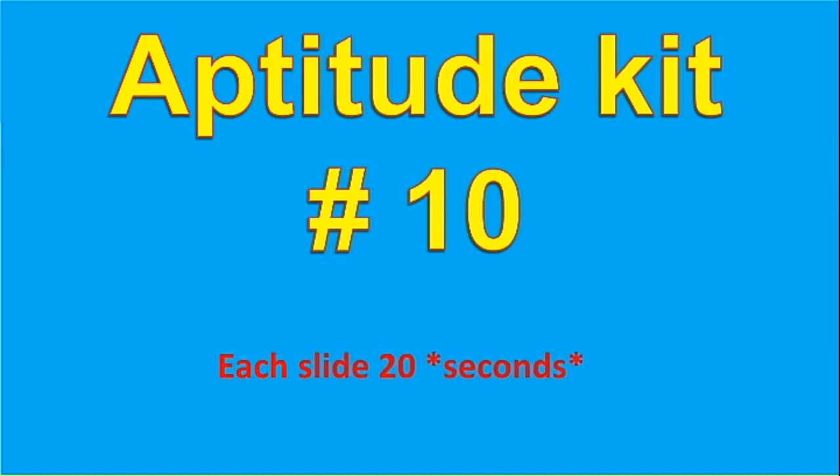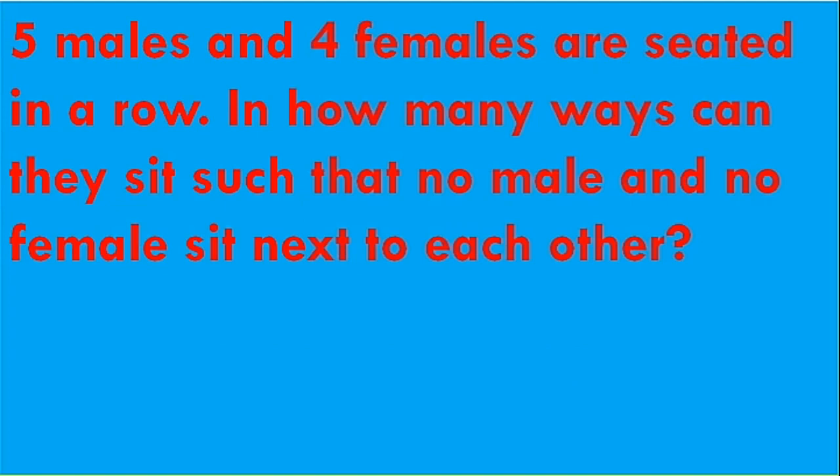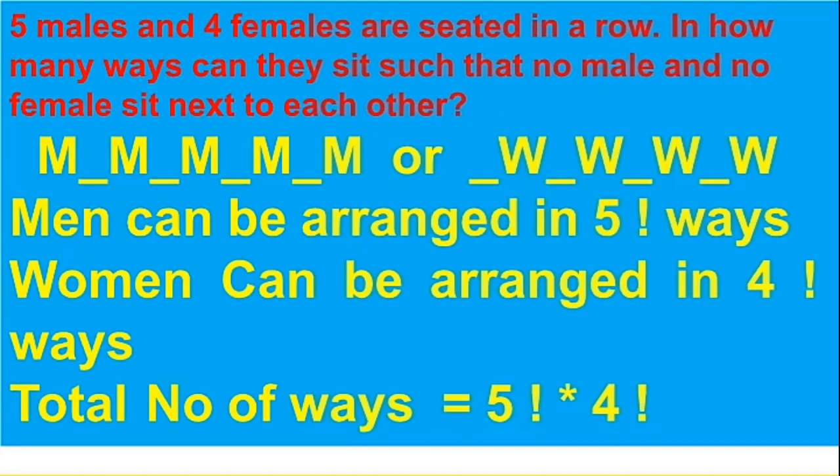Each slide 20 seconds. 5 males and 4 females are seated in a row. In how many ways can they sit such that no male and no female sit next to each other? So how can we start? Male, female, male, female, male, female, male, like that. Because one extra male is there, we can start that way, or female, male, female, male, female, male, like that also. So these are the 2 ways.